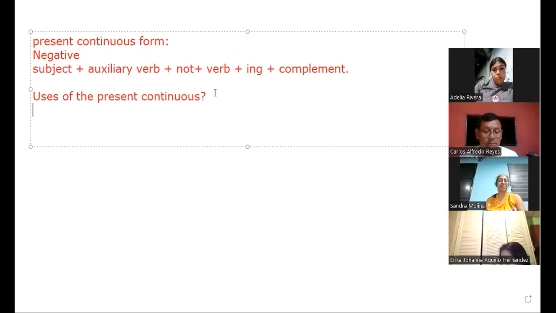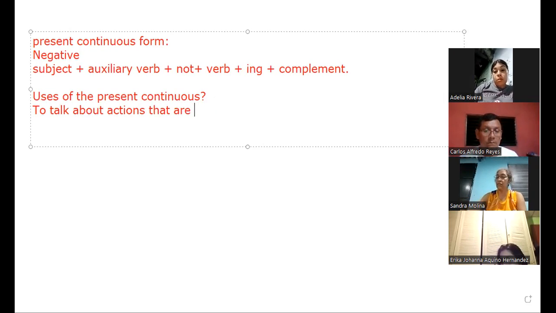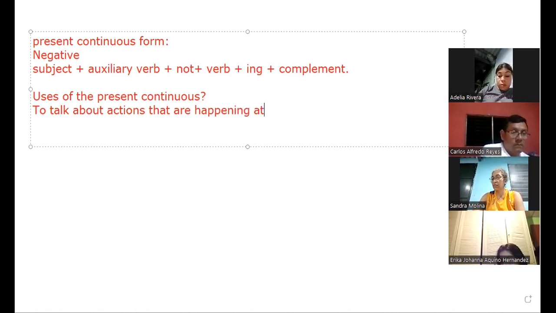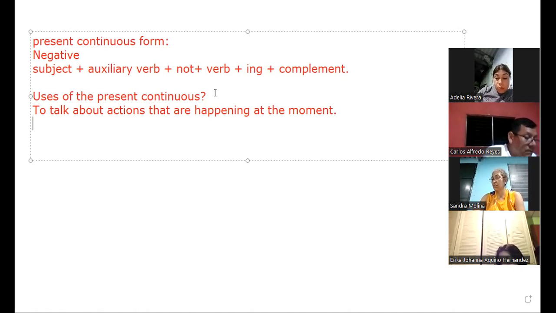Entonces, para el present continuous, ¿qué hemos dicho? ¿Para qué usamos el present continuous? Temporalmente. About actions that are happening at the moment. Sí, at the moment. Entonces, cosas que están pasando at the moment. Para eso usamos nosotros el present continuous, para cosas que están ocurriendo en el momento.